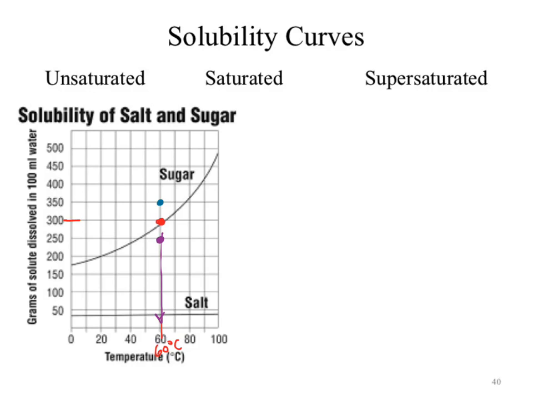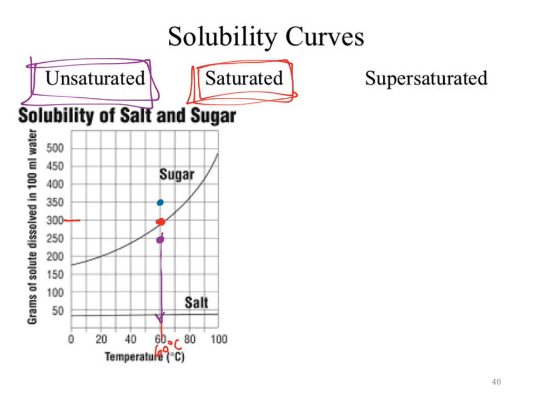The solution is now what? Saturated. I've put as much as can possibly go into it. So on that line, I am saturated. Below that line, what's the deal? Unsaturated. I'm now unsaturated because I could add more. I'm not at that full limit yet. If I somehow made it to the blue dot, I would then be supersaturated.